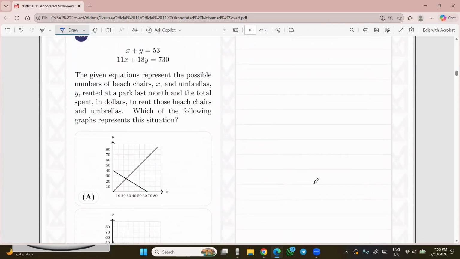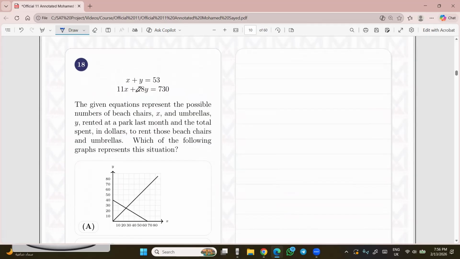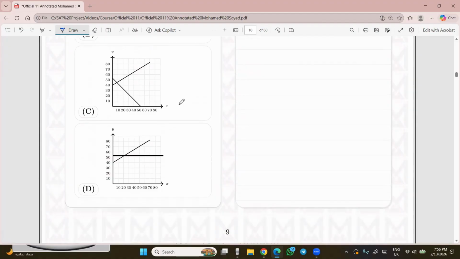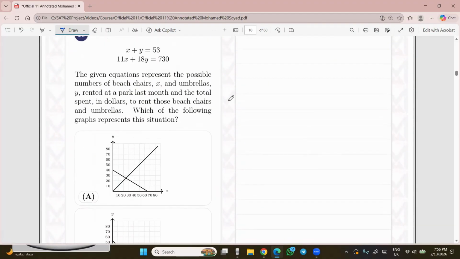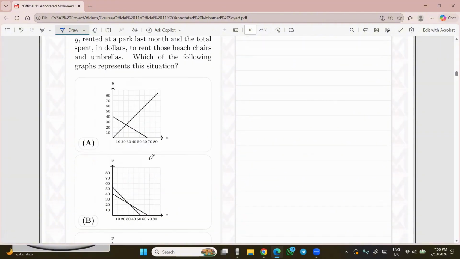Question 18. x plus y is equal to 53, 11x minus 18y is equal to 730. Which graph gives you this? The question says the given equations represent the possible numbers of beach chairs, x, and umbrellas, y, rented at a park last month, and the total spent in dollars to rent those beach chairs and umbrellas. Which of the following graphs represents this situation? You can use Desmos here to just graph these and then compare your graph with these.